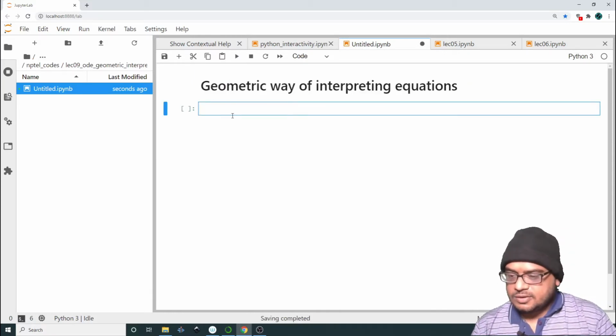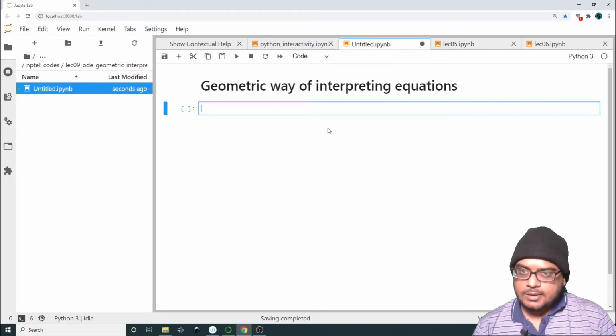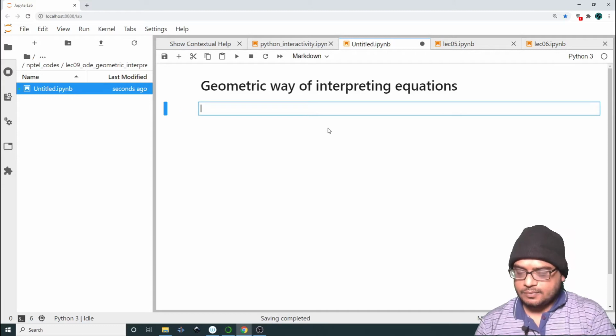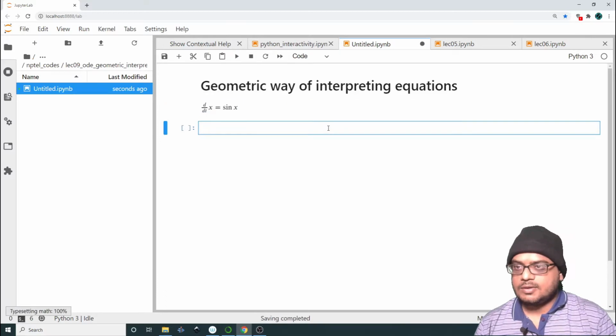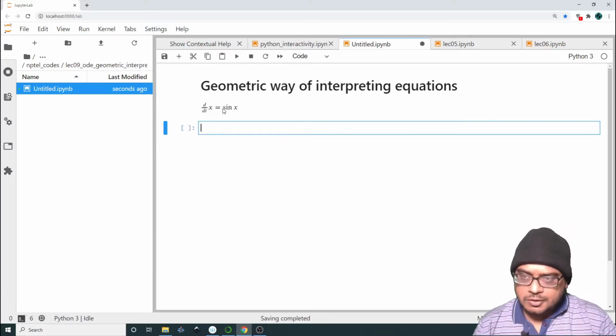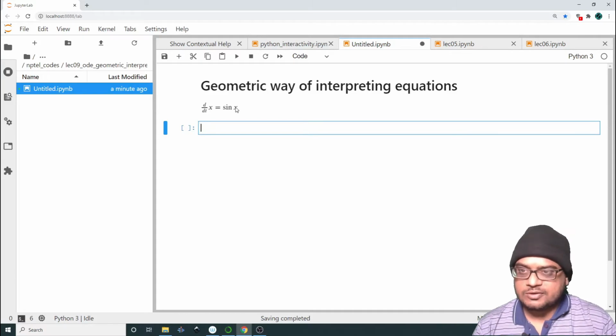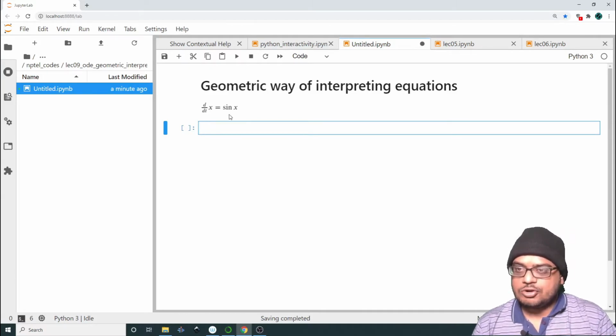Alright, so let us consider a very simple nonlinear differential equation: dx/dt is equal to sin x. It's a very straightforward equation, and of course it's a nonlinear equation because sine makes it nonlinear, and it's an autonomous equation. That is, the right hand side does not depend on time. Now we can integrate this particular equation.